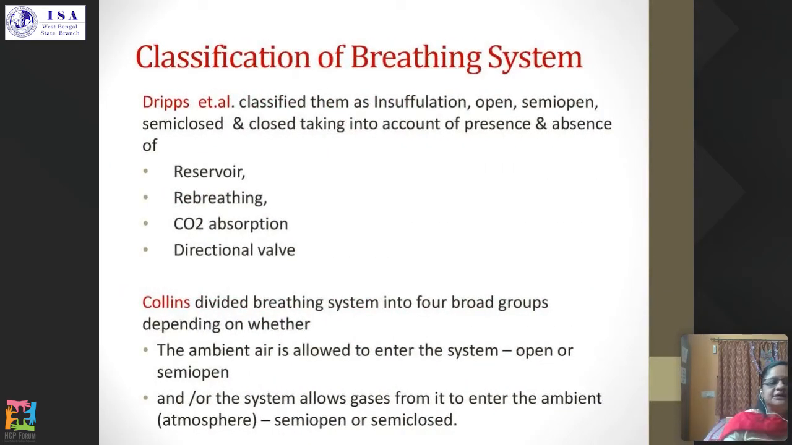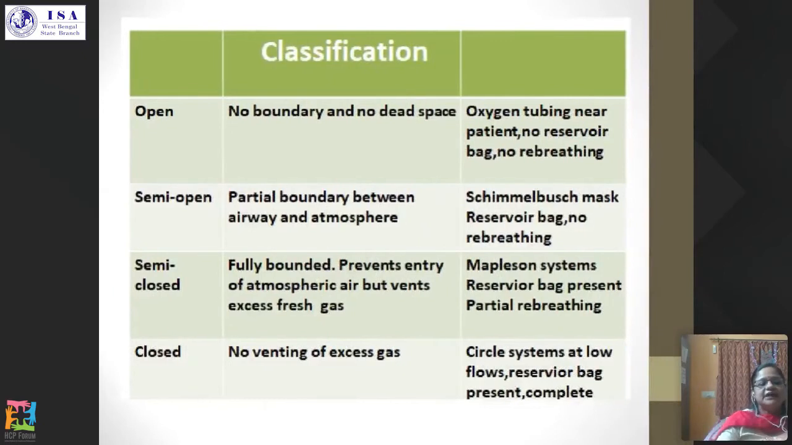There are different classifications. Reeves et al. classified them as insufflation, open, semi-open, semi-closed, and closed, depending upon the presence of reservoir bag, the rebreathing, the carbon dioxide absorption, and directional flow. Collins also divided the breathing system into two divisions, that is, where the ambient air is allowed to enter the system, that is open or semi-open, or the system allows gas from it to enter the atmosphere, that is semi-open or semi-closed.